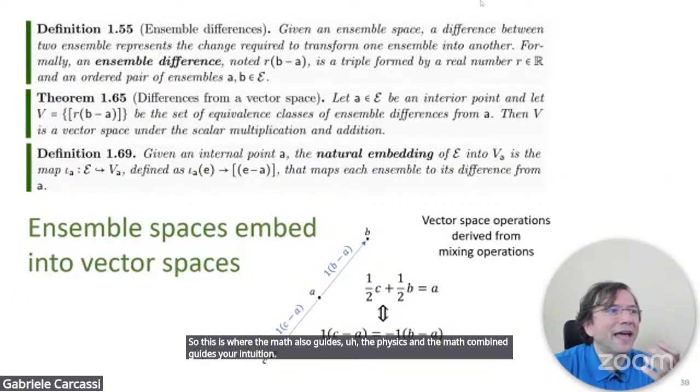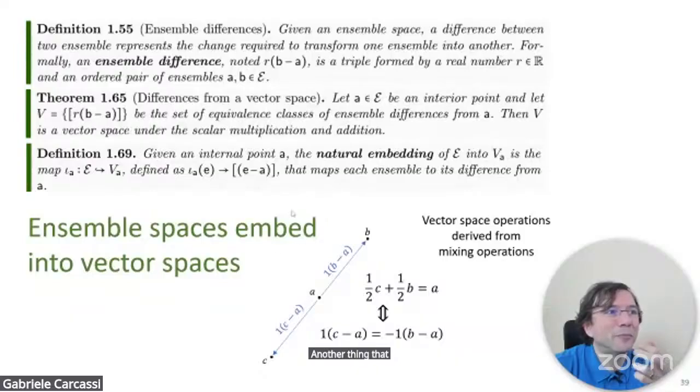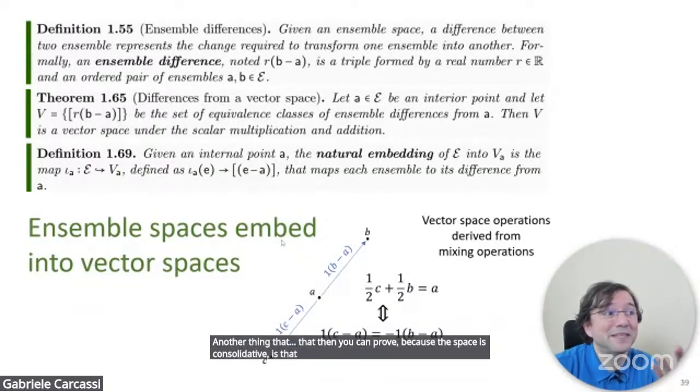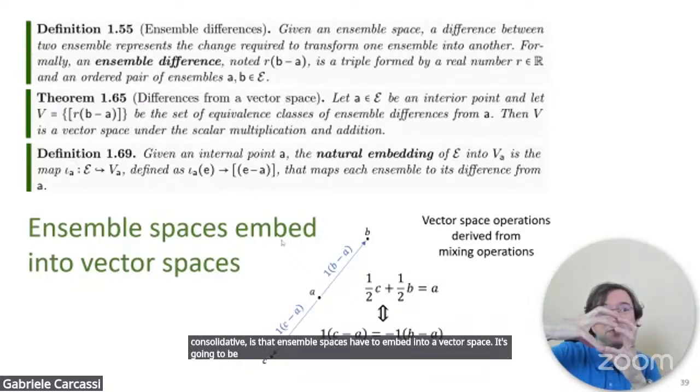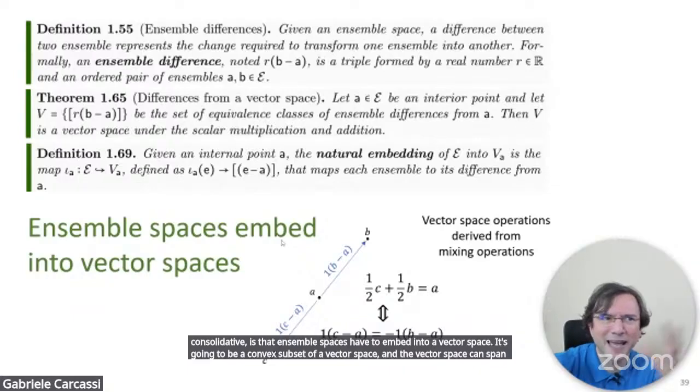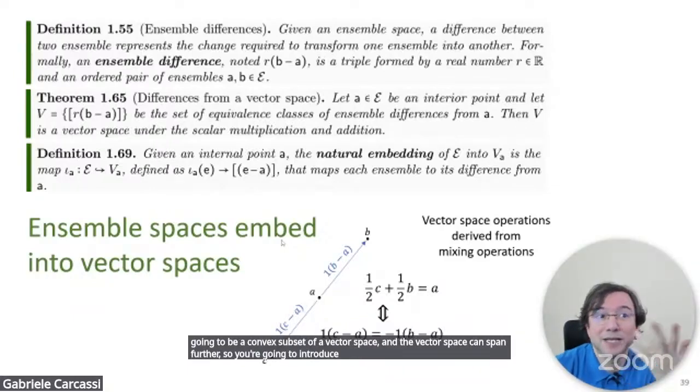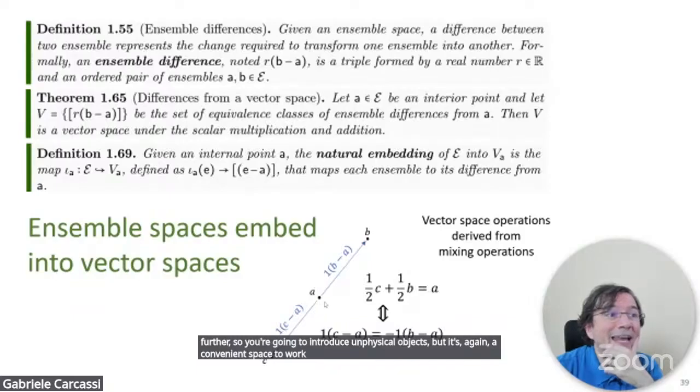Another thing that you can prove, because the space is cancellative, is that ensemble spaces have to embed into a vector space. It's going to be a convex subset of a vector space, and the vector space can span further. So you're going to introduce unphysical objects, but it's, again, a convenient space to work with. And the vectors are basically differences.